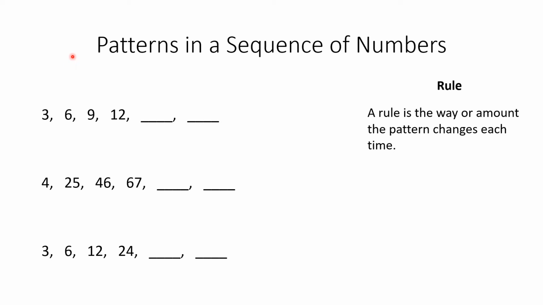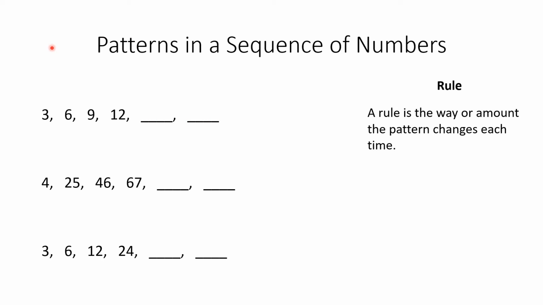So today I want to teach you that there are patterns in sequences of numbers, and we're going to look at 3 different sets of patterns, and we're going to be looking at what is the rule. When we talk about patterns, a rule is the way or amount the pattern changes each time. And so when we have a pattern, the rule is always the same. So the change between the numbers, let's look at this first one, 3, 6, 9, and 12, has to be the same, and then knowing the rule, we can continue the pattern on and on.